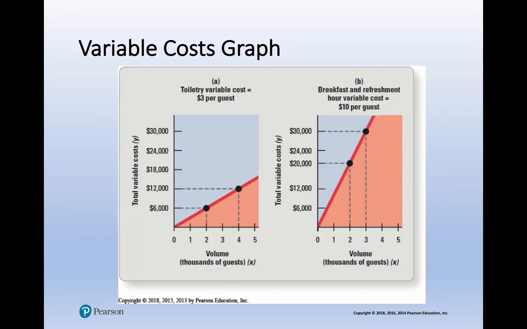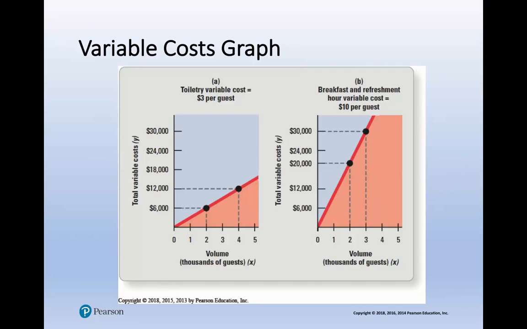So that was that diagram I was telling you about back in the Chapter 2 presentation, the other YouTube presentation you might have watched. As we go up, it costs more. As it goes down, less volume, it goes down. But it's going to be at a constant $3 per guest for Part A.